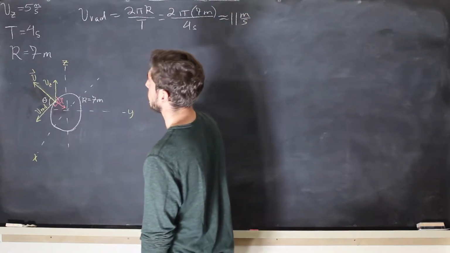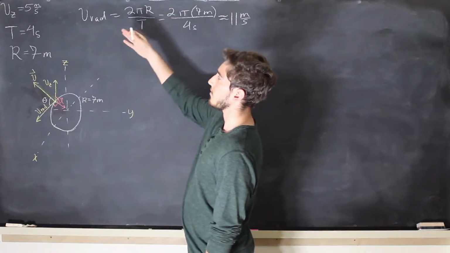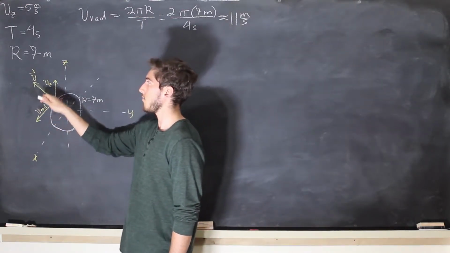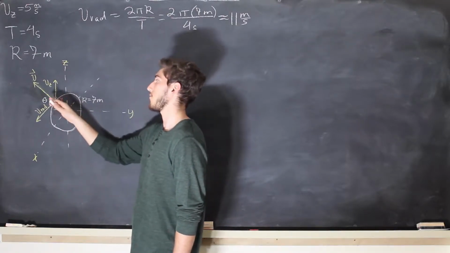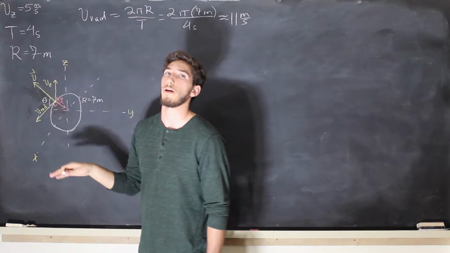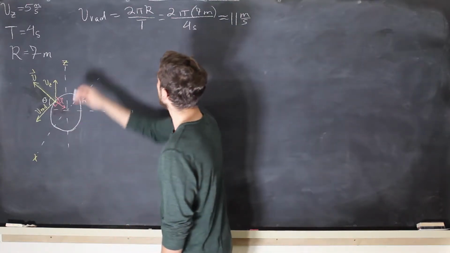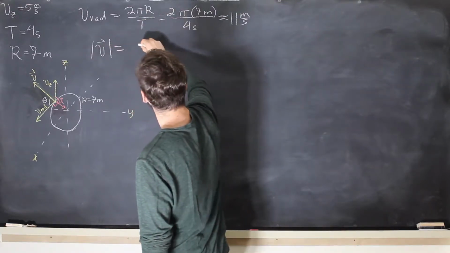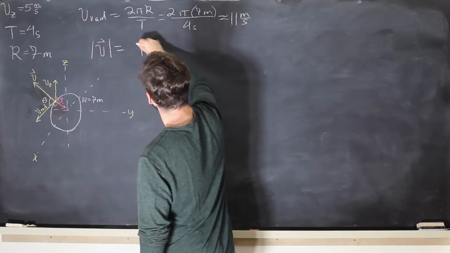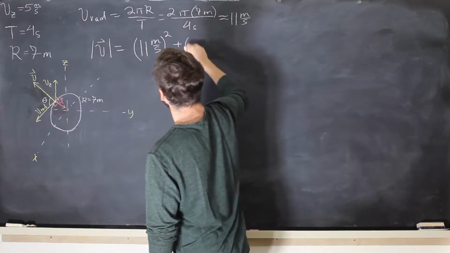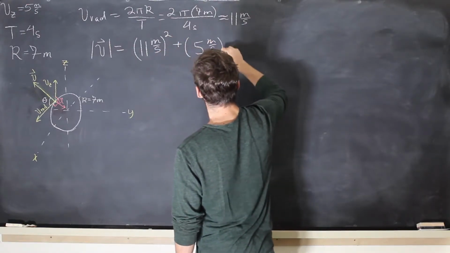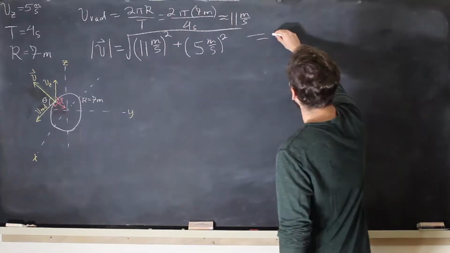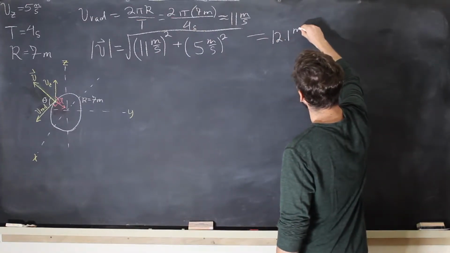And then we're going to use Pythagoras Theorem in order to solve for the magnitude of the velocity vector. And also, by the way, we also want to solve for the angle between the velocity vector and the horizontal, or the velocity vector and the velocity radial, because the velocity radial is on the same plane as the horizontal. So we're going to see that the magnitude of V is equal to the square root of 11 meters per second squared plus 5 meters per second squared, which is going to be equal to approximately 12.1 meters per second.